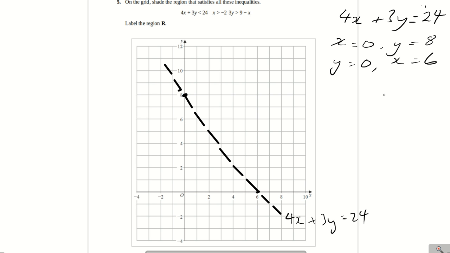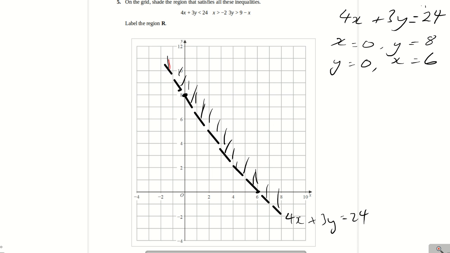Okay, right, the next one. Oh yes, and we need to shade in the area, don't we? So, right, we want 4x plus 3y is less than 24, so the area we want is going to be below the line. So the area we don't want, which is the area we shade, is the area here, which is above the line. So this area here I'm shading is the area which doesn't include our required region.